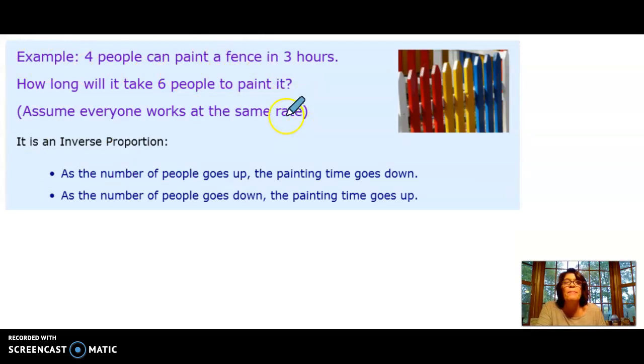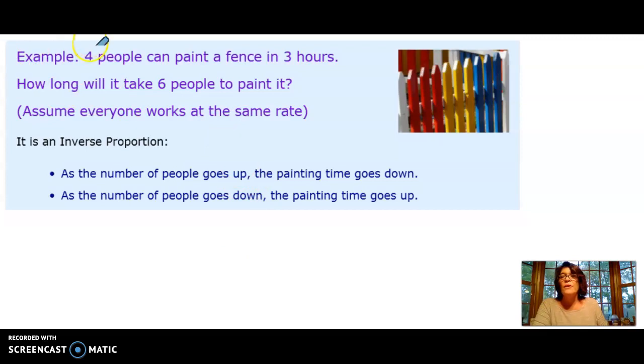For example, people can paint a fence in 3 hours. How long will it take 6 people to paint it? Well, the more people, the less hours it's going to take, right? Unless, of course, that doesn't always work because kids start fooling around, and then it might take longer. But as the number of people goes up, the paint time goes down. As the number of people goes down, the paint time goes up.